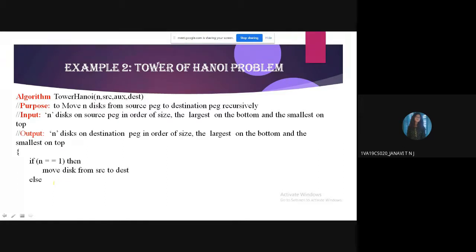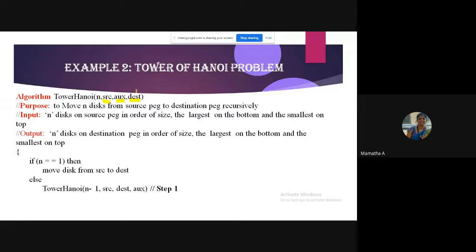Auxiliary. Oh, no, ma'am, which is destination. Yes, and the last one is auxiliary, ma'am. Remember the order which I should pass: first is whichever is acting as my source, next whichever is acting as my auxiliary, then whichever is acting as my destination. This is how it is. So I should call Tower of Hanoi with n minus 1, source, destination, and then the auxiliary.